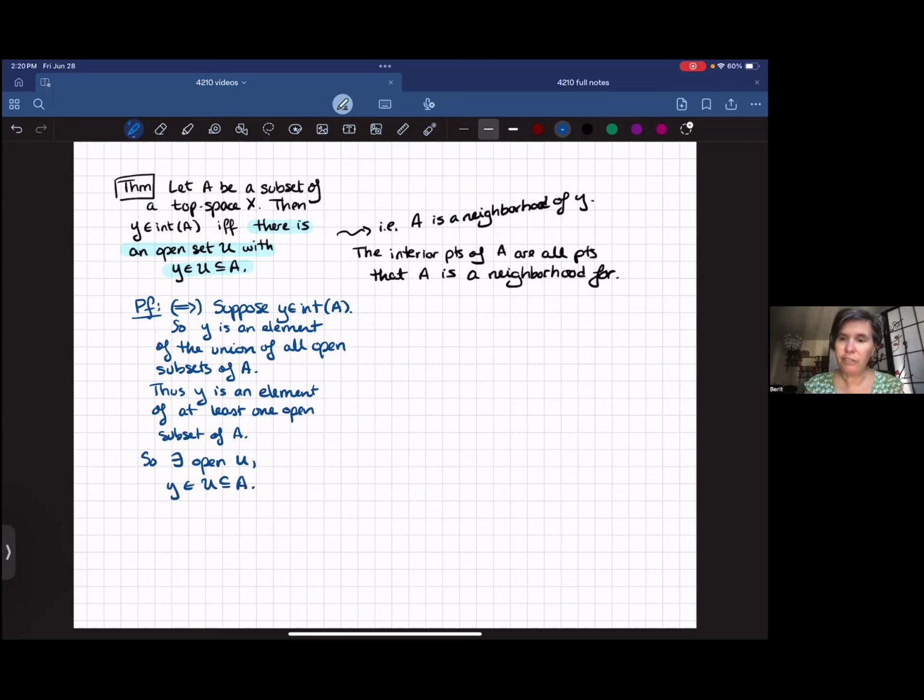All right, that's the forward direction. It's almost just by definition. To be in the union means you're in one of them. And so whatever that one is, we'll call it U. And then we have the thing we want. All right, now what about the other direction?